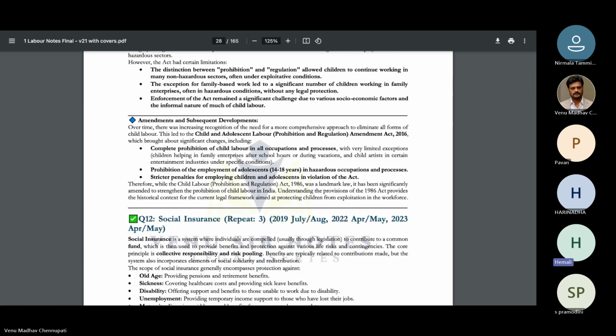Therefore, while the Child Labour Prohibition and Regulation Act 1986 was a landmark law, it has been significantly amended to strengthen the prohibition of child labour in India. Understanding this helps to provide a historical context. Protecting children from exploitation. Anybody wants to add anything?